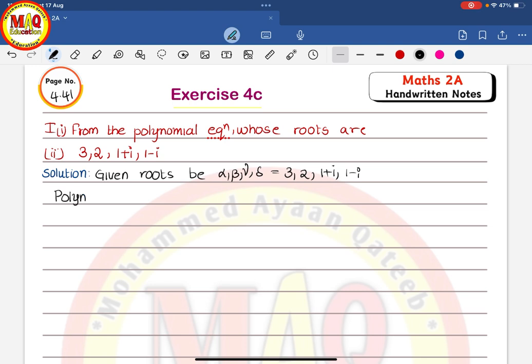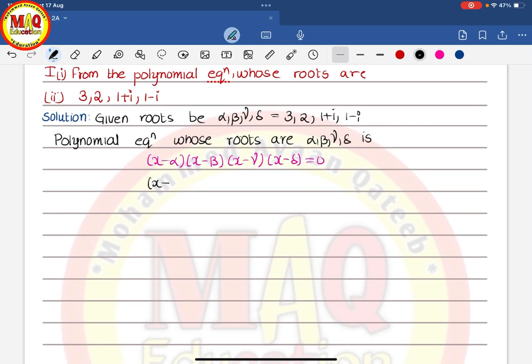Polynomial equation whose roots are alpha, beta, gamma, delta is. So here this is the formula: x minus alpha into x minus beta into x minus gamma into x minus delta equal to 0. So here substitute the values. x minus alpha is 3, x minus beta is 2, x minus gamma is 1 plus i into x minus delta is minus of 1 minus i equal to 0.